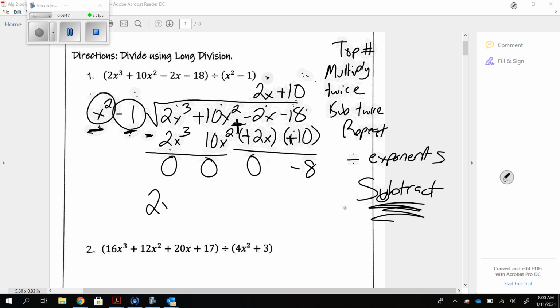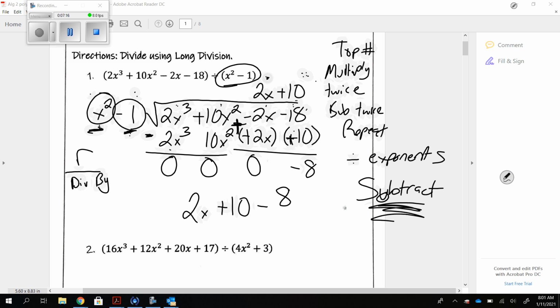So 2x, before I even write the final answer, remember how we write the remainder is the remainder over what we divided by, or our divisor. Okay, so we divided by x squared minus 1. So our final answer is what we got, which is 2x plus 10, with our remainder as negative 8 over x squared minus 1. And that is our final answer. That is how you do long division of polynomials when the degree is 2 or higher.